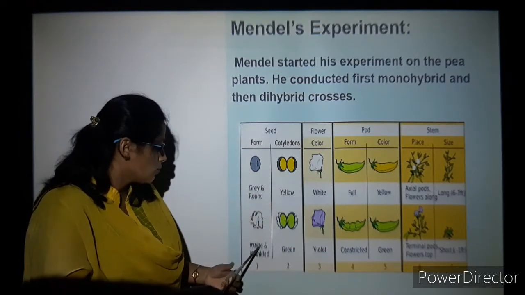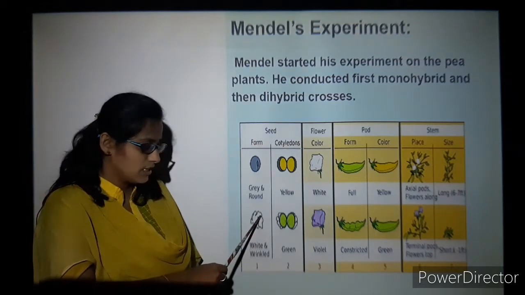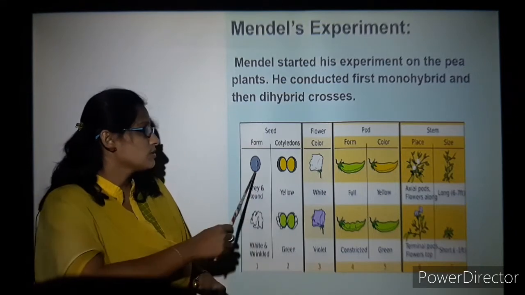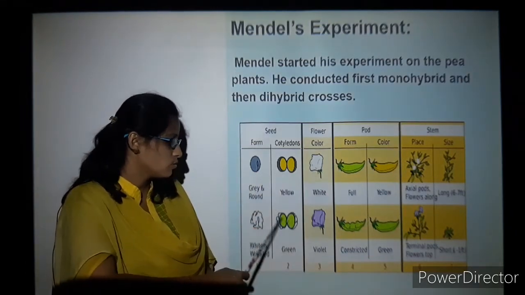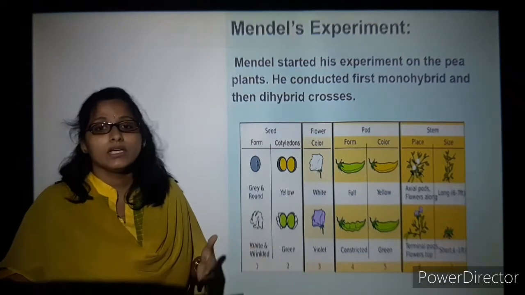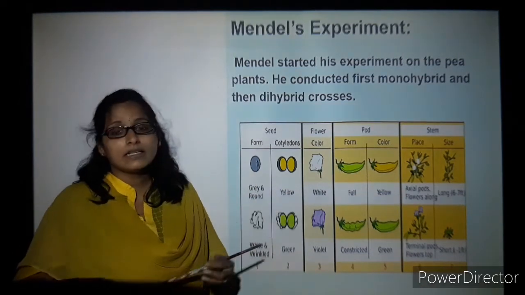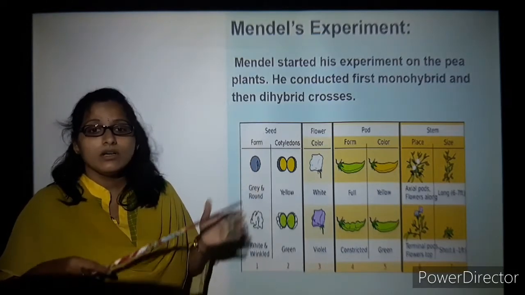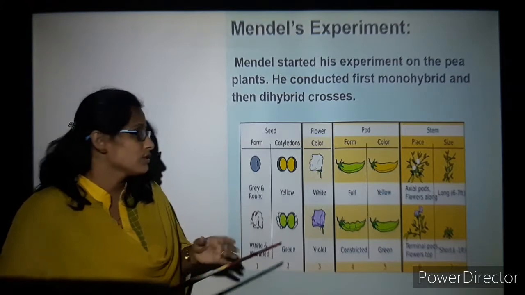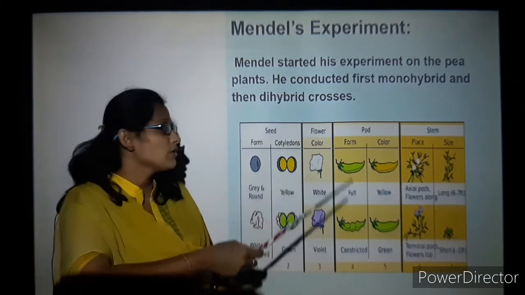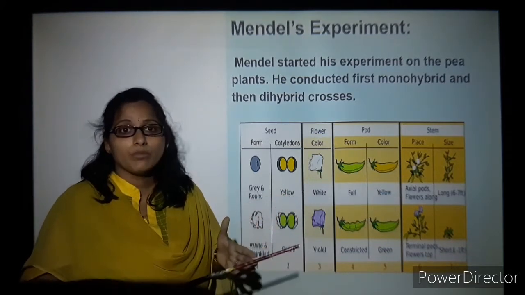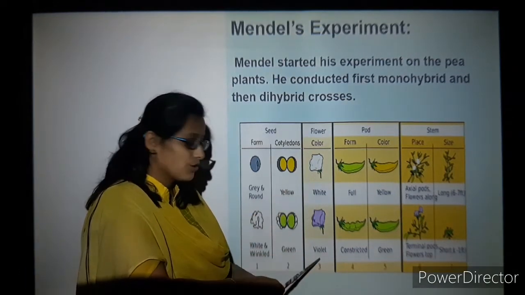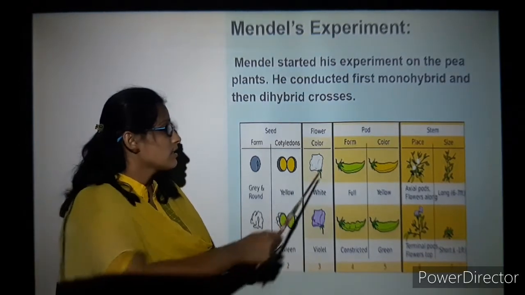So you can see here white and wrinkled, it's not properly round, and you can see green colored. So these two can be crossed. So in this way he segregated certain characters or traits for crossing and doing his experiment with respect to the monohybrid and dihybrid crosses. So next we will take example of flower. If you are taking the flower example with respect to pea plant, he used the color, that is white flower crossed with violet. So next comes the pod.